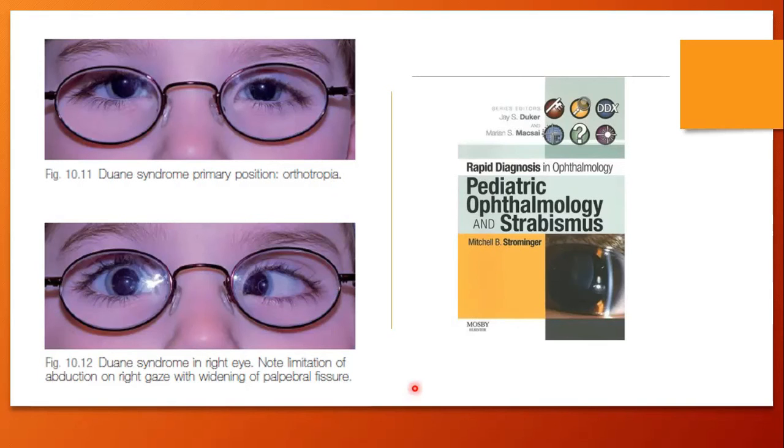Bottom photo. Okay, describe. The examiner might not tell you what the gaze is, but you have to predict it, because it seems to you this is the primary. So this gaze should be extroversion. Yes, extroversion. What's the problem here? On extroversion, there is total limitation of abduction in the right eye.